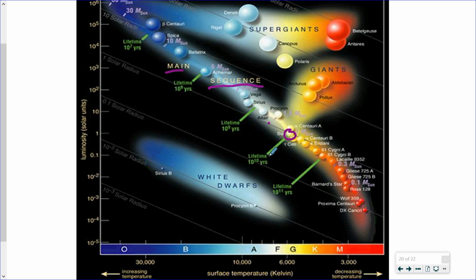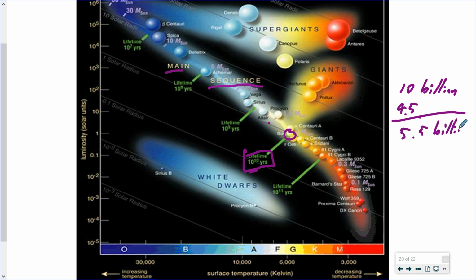So if we take a look at our sun here, it says the lifetime is 10 to the 10 years. That's 10 billion. So how old is our sun right now? About 4.5. So how much time does our star have left? Well, about 5.5 billion years remaining in the lifetime of our sun.